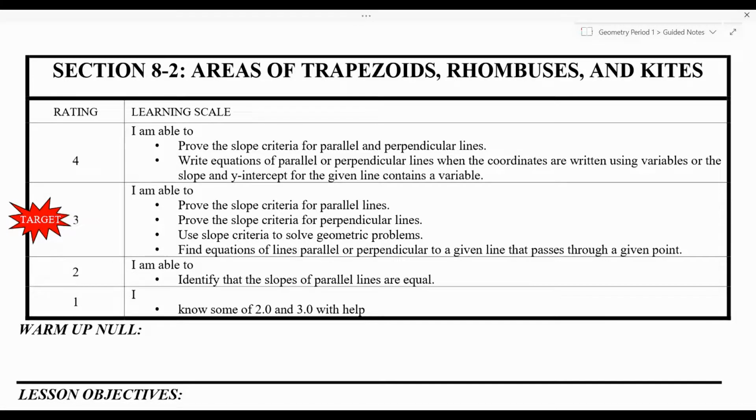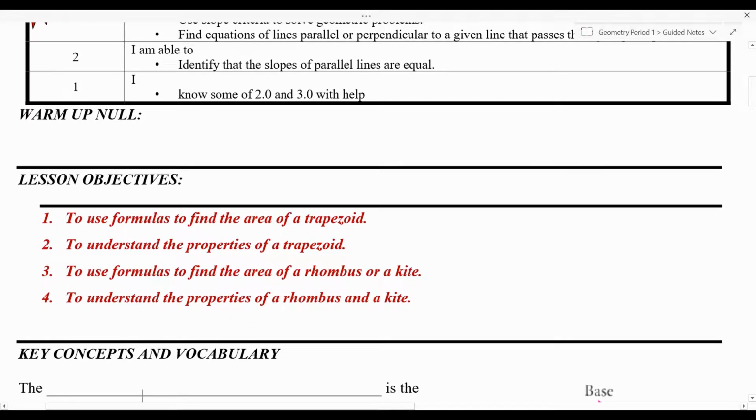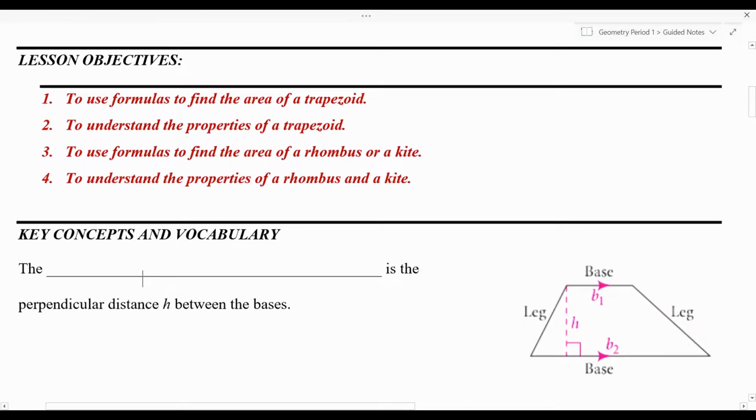Let's get our lesson objectives right now, which are to use formulas to find the area of a trapezoid, to understand the properties of a trapezoid, to use formulas to find the area of a rhombus or a kite, and to understand the properties of a rhombus and a kite. So let's get rolling with our first key concept, which is the height.